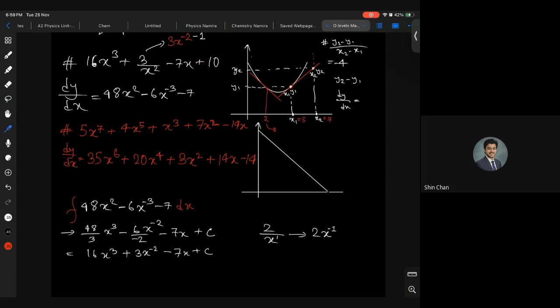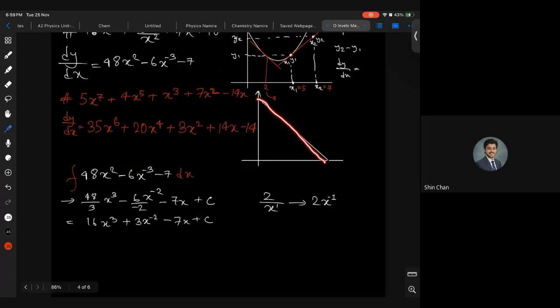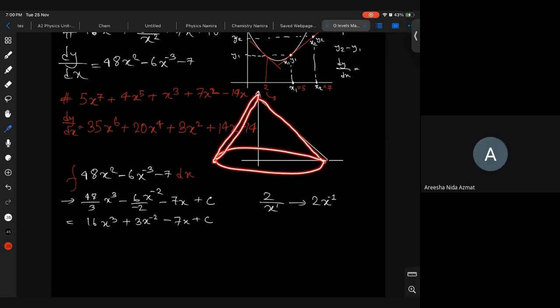Now do you understand the concept of differentiation and integration? Why do we do integration? We use it to find the area and volume of equations. Let's say there is a graph of this thing, and if I rotate it 360 degrees, it would form a cone, right? Yes, sir. And we integrate to find the volume of this cone.